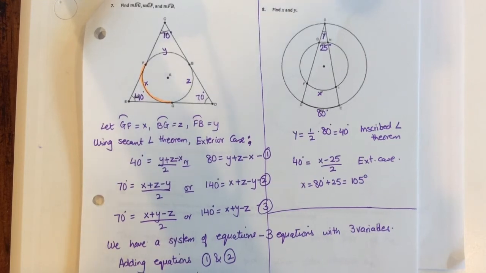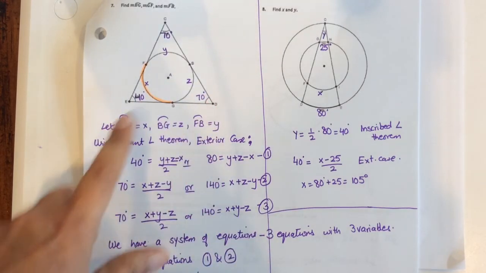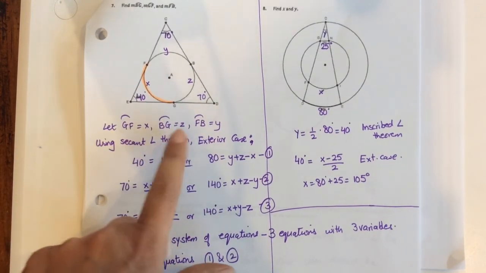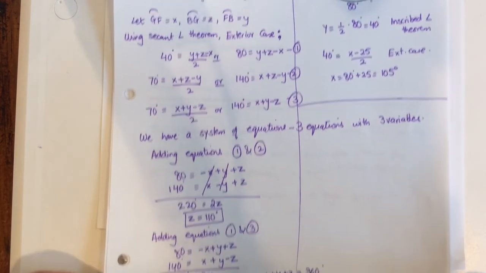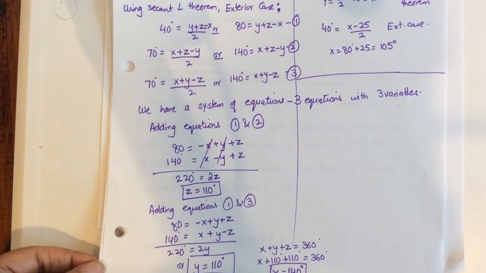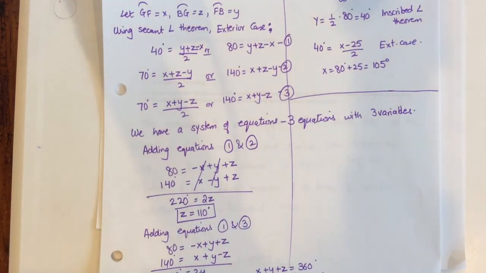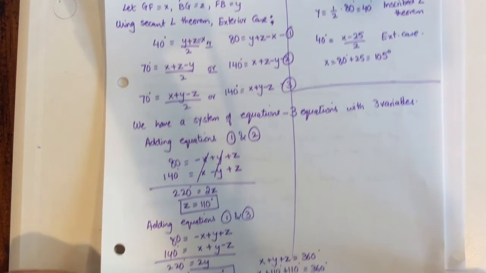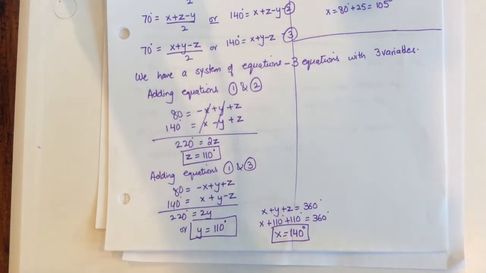So in 7, here I started out by figuring out that this angle measure is also 70. And then I labeled my 3 arcs that I have as x, y, and z. And then I solved this equation. So I made 3 equations with the 3 angle measures. Then I used a system of equations with 3 equations and 3 variables to solve for x, y, and z. And I got x as 140, y as 110, and z also as 110.